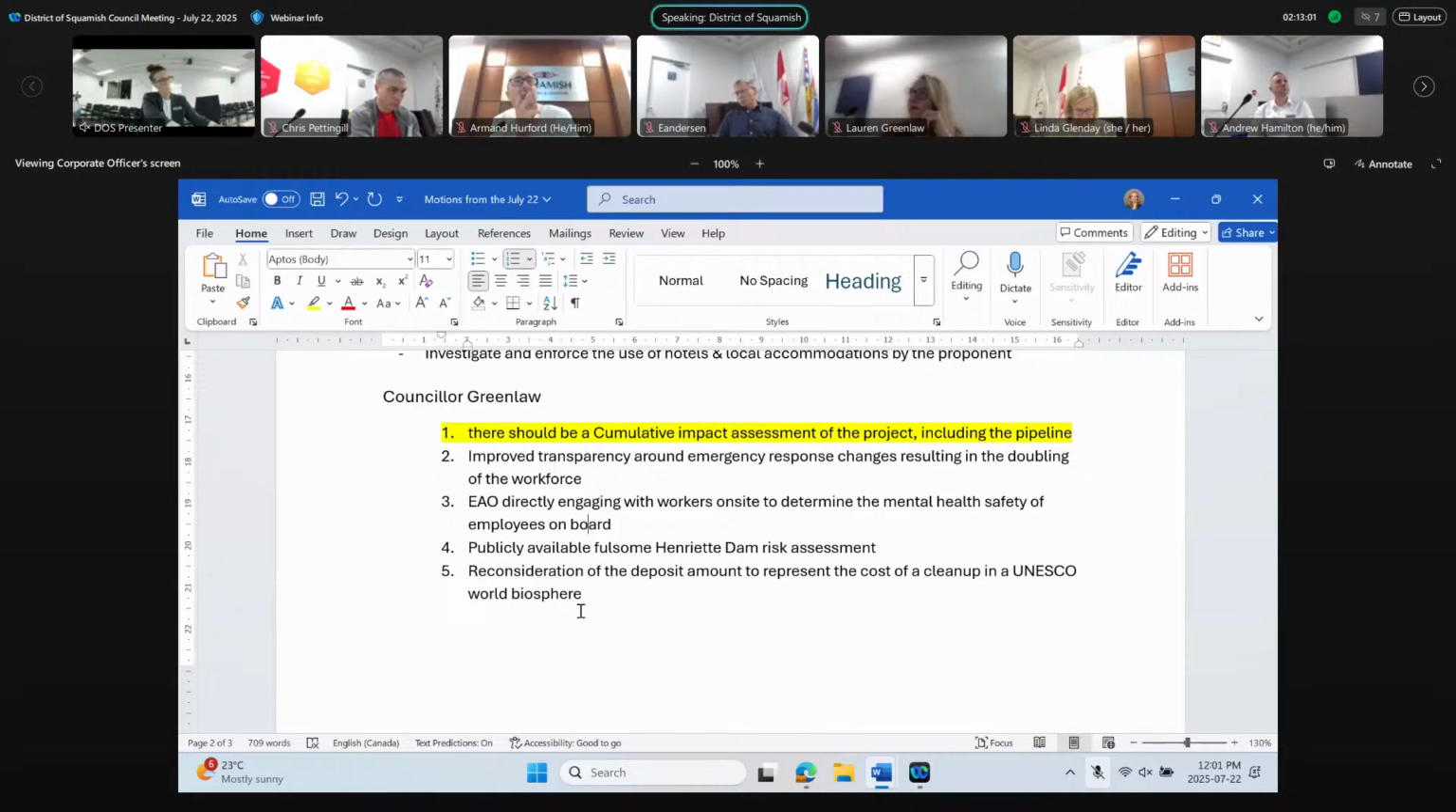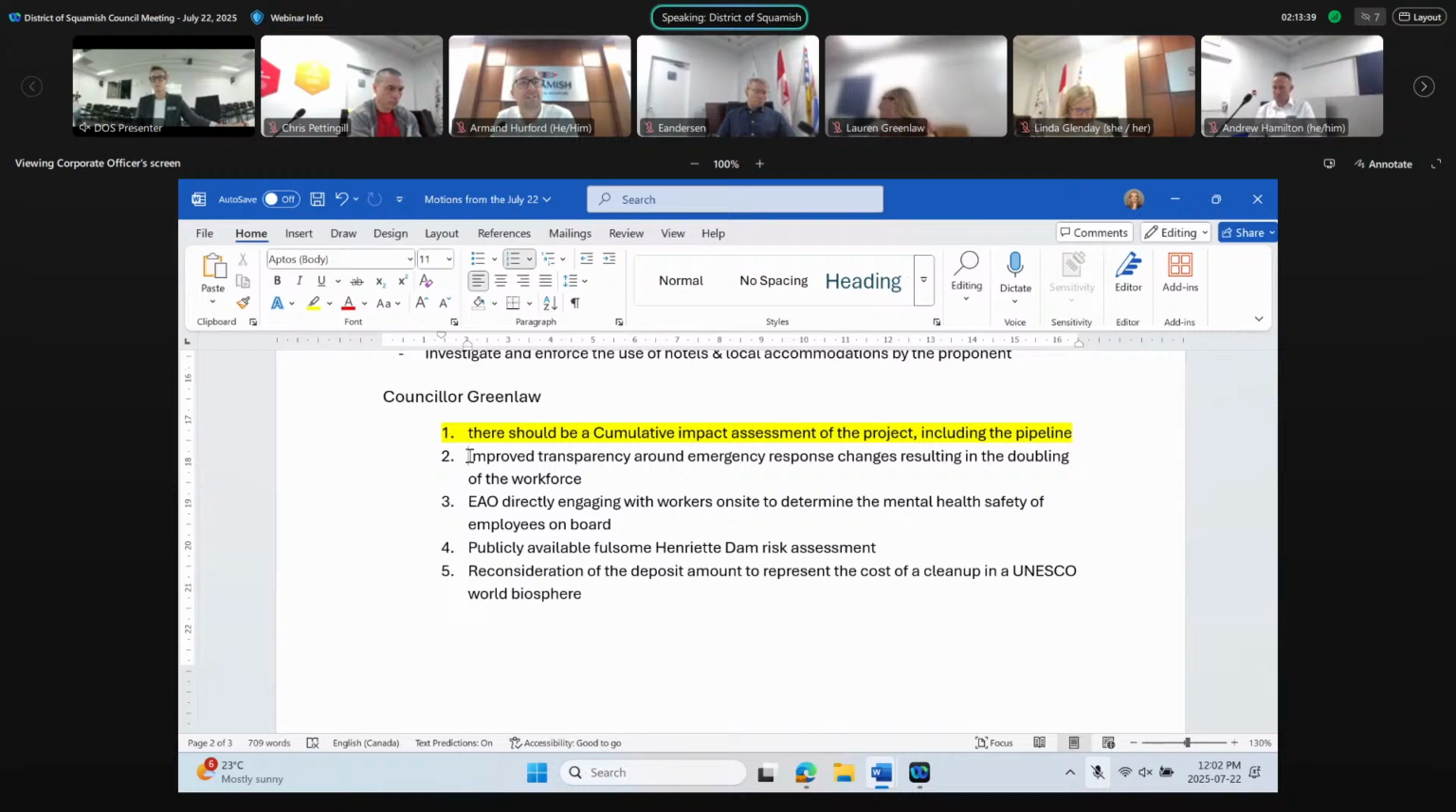Councillor Greenland, do you want to speak to that particular piece and we can flesh it out? That the proponent be required to continue to work with the district on emergency response management plans, as a result of doubling the workforce. Okay, are we okay with that language? I think that language works better for me.